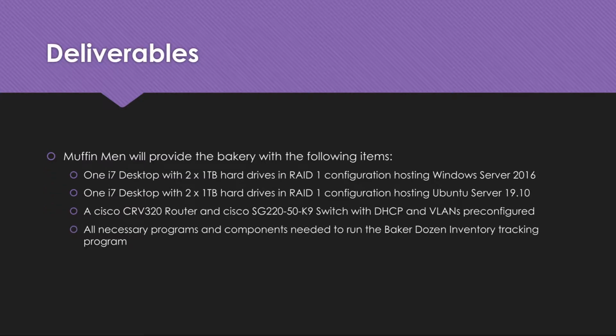Deliverables. The Muffin Men will provide the bakery with the following items. One i7 desktop with 2 times 1 terabyte hard drives in RAID 1 configuration, hosting Windows Server 2016. We will also provide another desktop, very similar, except this time hosting Ubuntu Server 19.10. We're also going to provide a Cisco RV320 router, and a Cisco SG220-50K9 switch with DHCP and VLANs pre-configured and ready to go.